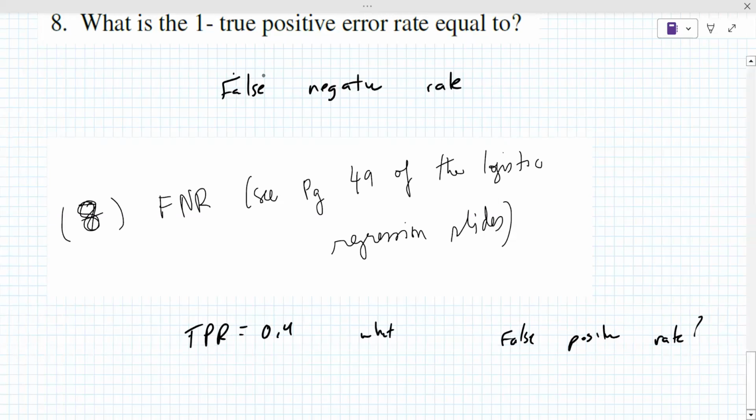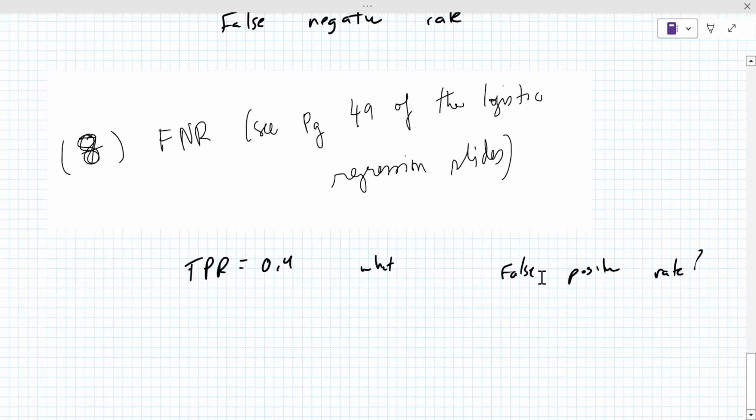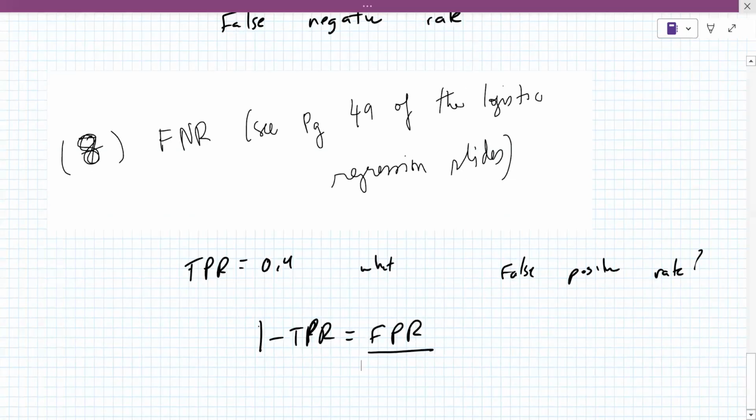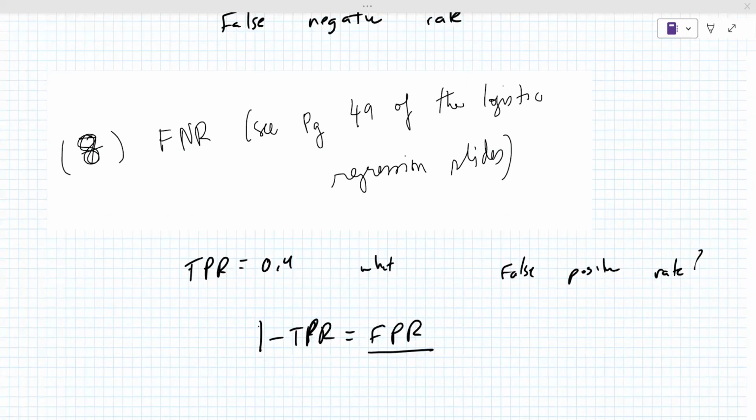This is still the logistic lecture, page 49. Yeah, 1 minus true positive rate equals false negative rate. Oh, he did give a numerical example, which I'll just clip into my notes real quick. It's just going off of the confusion matrix.